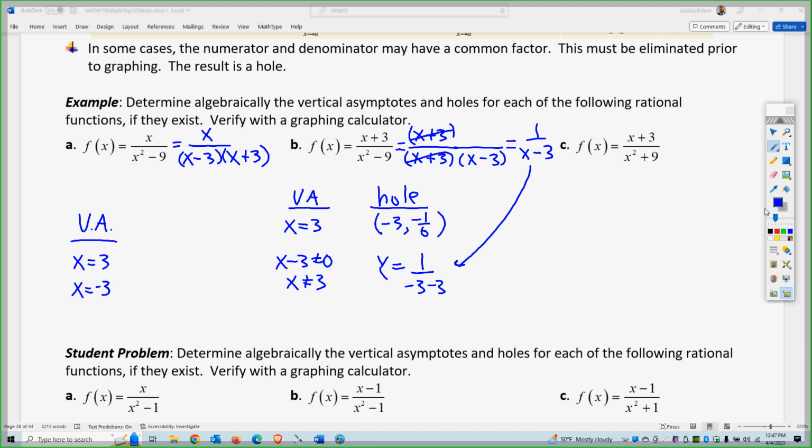Okay, so the last one, the question is, does x squared plus 9 factor? No. And if I try to solve that, it's not going to give me a 0, right? Because I'm going to get x squared equals negative 9, x equals plus or minus root of negative 9, which is plus or minus 3i. So there's no real number we can plug in there to get a 0. And it doesn't actually factor because negative 3 and positive 3 don't give you negative 9. So the answer is none. There's no vertical asymptotes or holes for this particular problem. All right, pause the video, try the student problems for yourself.